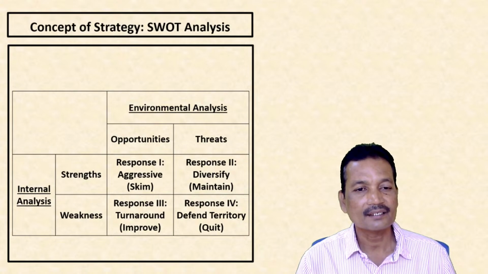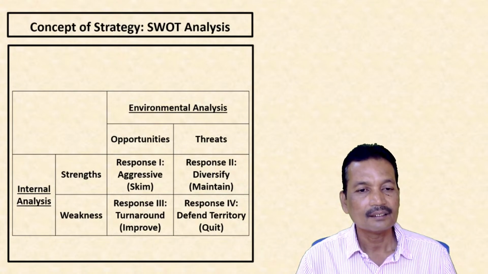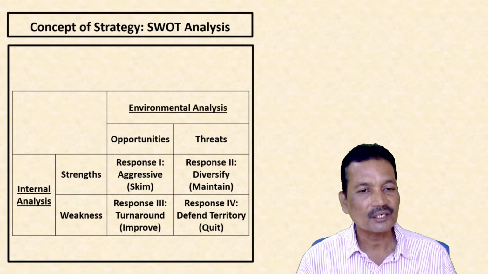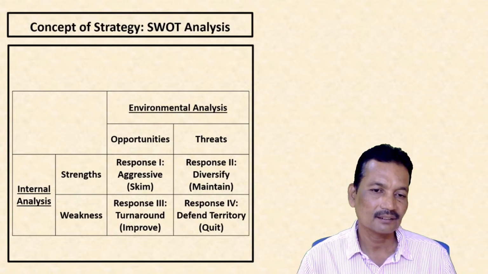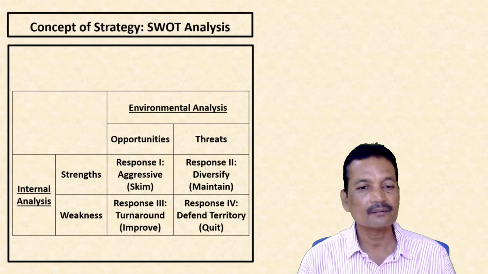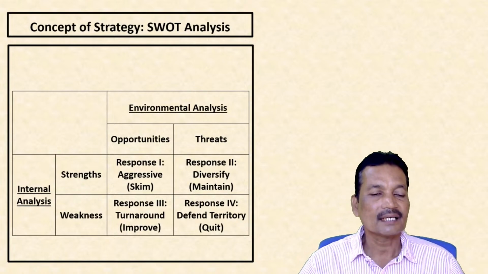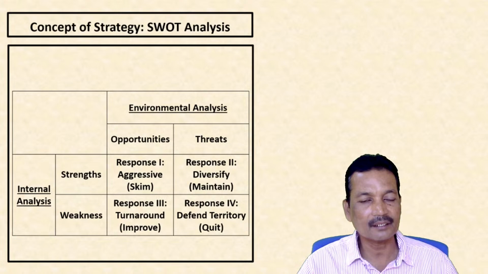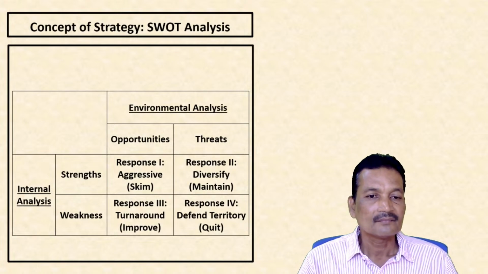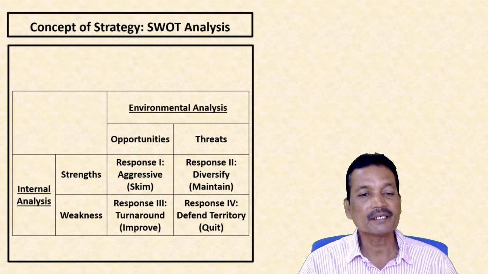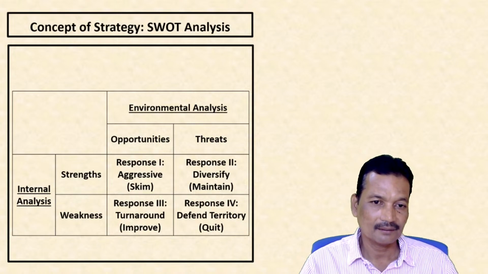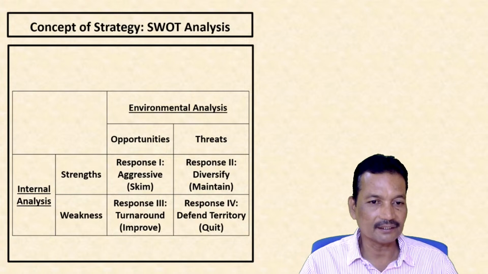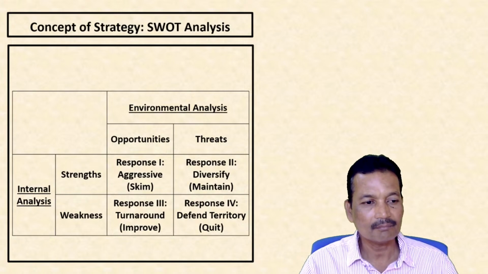Now, if we look at response 1 on the screen, that means the strength as well as opportunities box in the particular matrix. That means the company's strength, along with the opportunities that are available in the business environment, we can utilize to become aggressive in the market. Aggressive in the sense we can take rapid strides in the market.